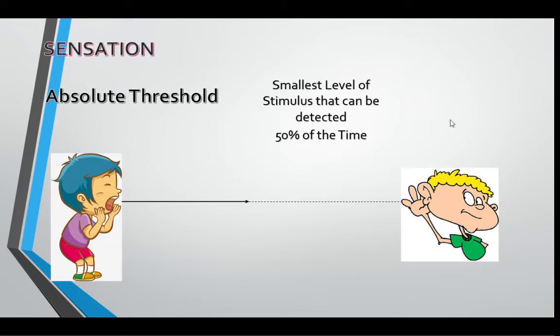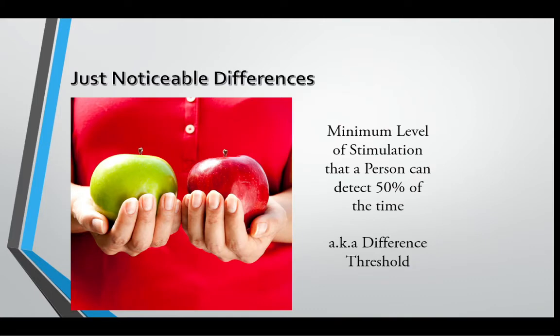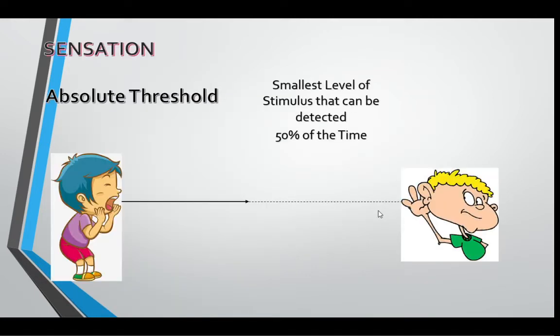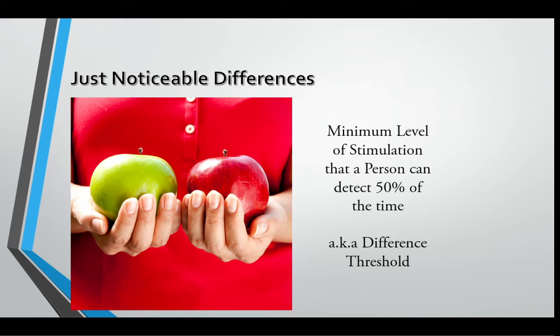Okay? The next one is the just noticeable differences. Ano naman ibig sabihin ng just noticeable differences? Ang just noticeable differences ay tinatawag din na difference threshold. Ang difference threshold ay ito naman ang minimum level of stimulation that a person can detect 50% of the time. Okay, balikan natin si absolute threshold. Si absolute threshold is the smallest level of stimulus that can be detected 50% of the time. Si just noticeable difference is minimum level of stimulation that a person can detect 50% of the time, or difference threshold.